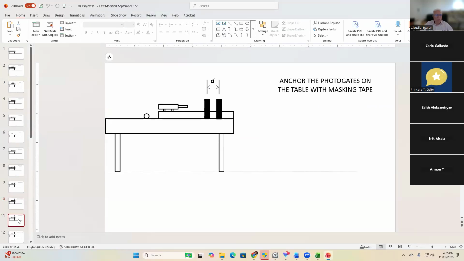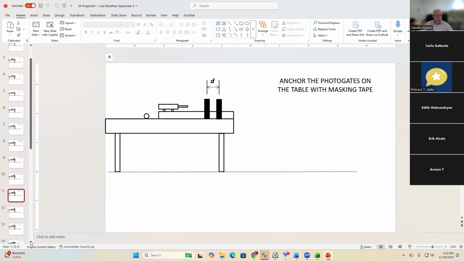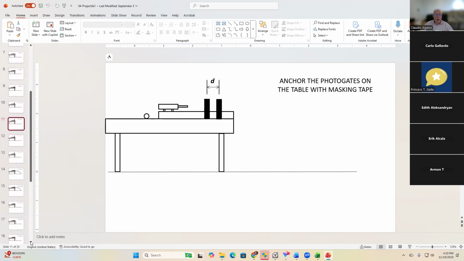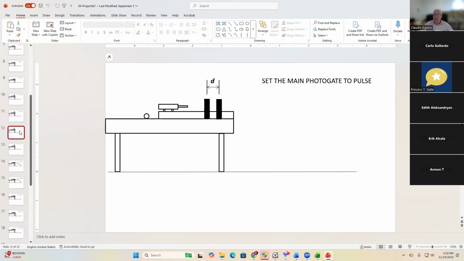What's next? Anchor the photogate on the table with masking tape. I tell my students to do that so you do not knock them out of place. The distance remains the same. Set the main photogate to pulse, which is a characteristic of the photogate. When you set the photogate to pulse, you measure the time it takes for the projectile to cross this photogate and the other one.